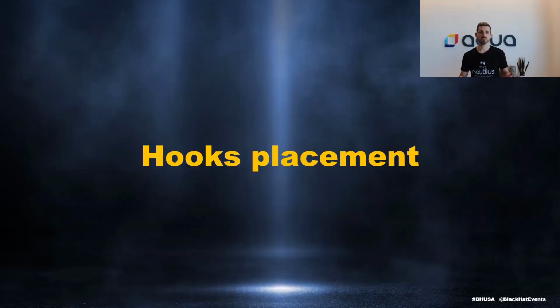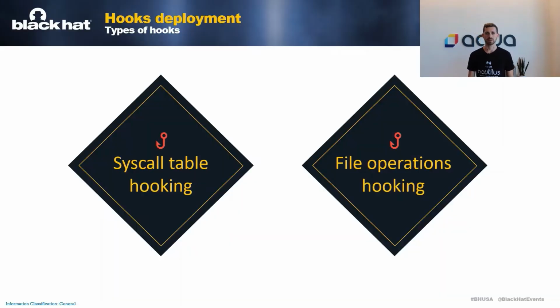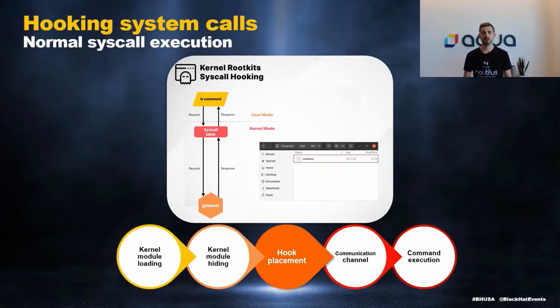So we've seen how rootkits get loaded and afterwards how they hide themselves. But how do they implement their main functionality to hide artifacts across the system? To do so, they place hooks in multiple places across the system. We go over 2 main techniques used for syscalls: syscall table hooking and file operations hooking. We start with the syscall table hooking.